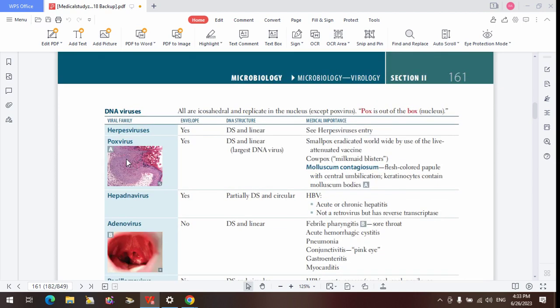Then these first three also have so many things in common: the herpes, the pox, and adeno. So what do we say about the pox? Anybody remembers? Its naked form cannot infect. That's one. It is the largest. I think those are the two things we said.